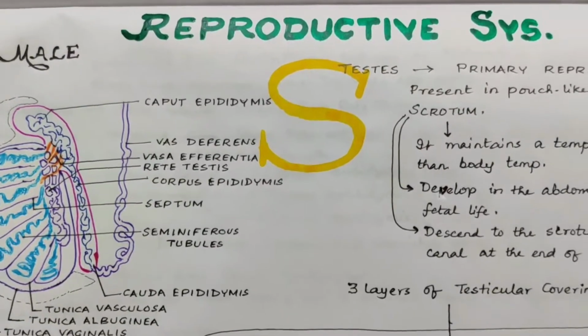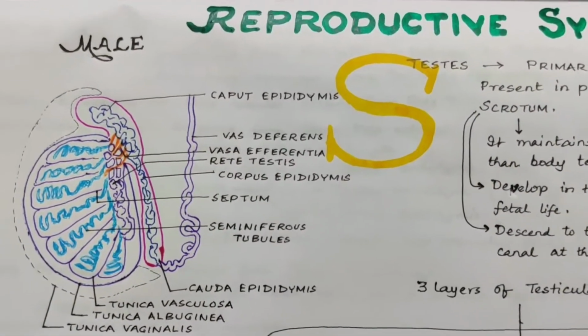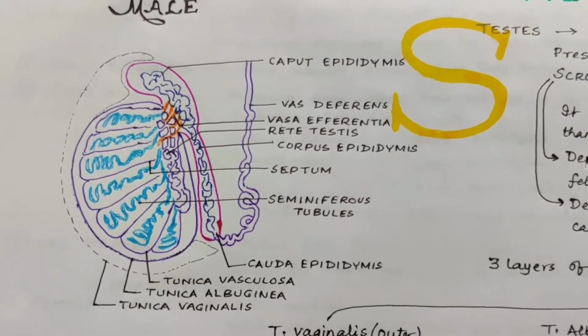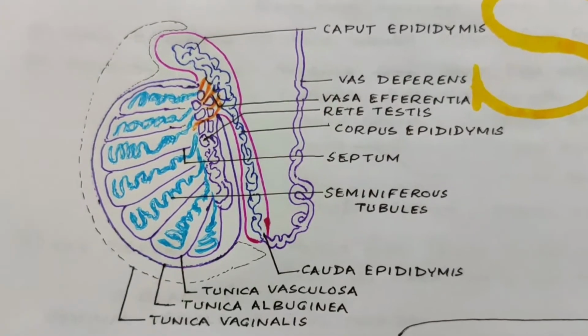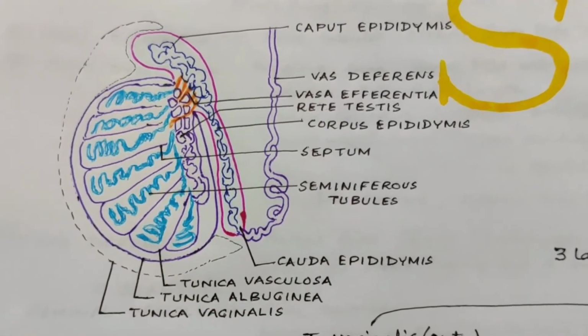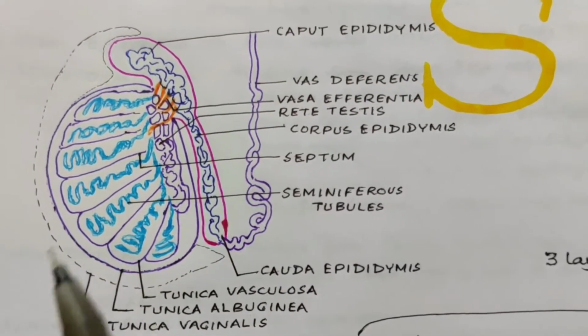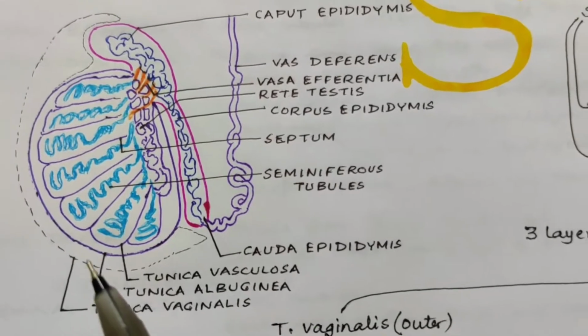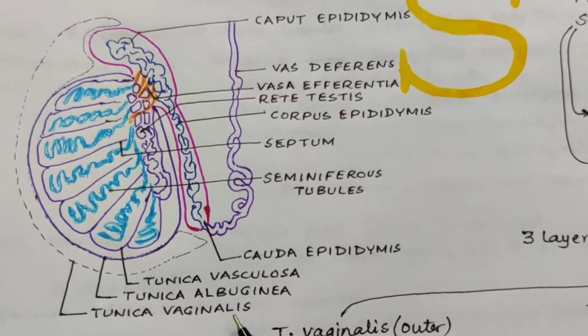Today we are going to talk about the reproductive system in humans. Now, first is the male reproductive system. You can see the diagram over here. This is the main diagram of the testis with all its parts marked over here. This is the outermost membrane of the testis called tunica vaginalis.